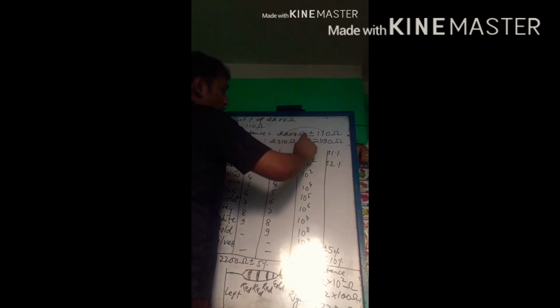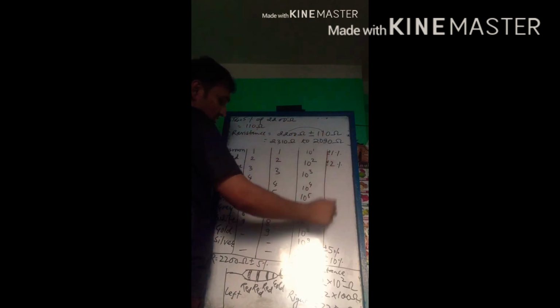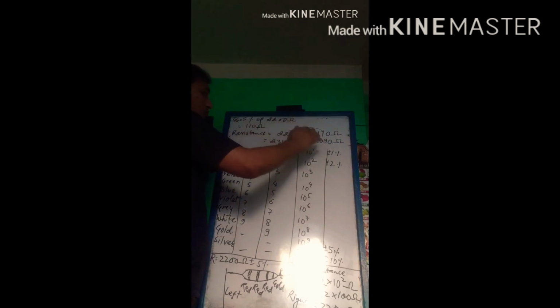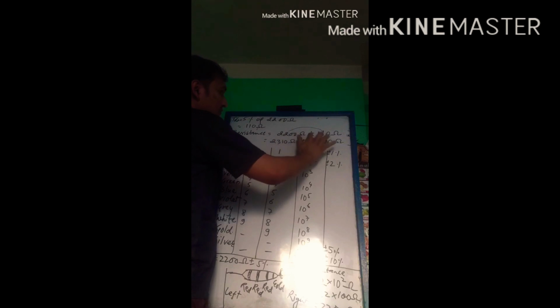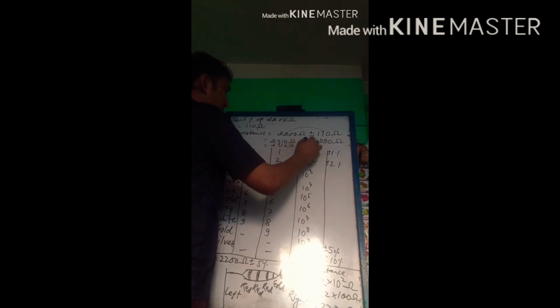Is there any confusion? The resistance of this resistor is 2200 ohms. But if there is a gold color at last, the tolerance will be 5%, which means 110 ohm. It may be greater or less than that. That means if you add 110 to this, it will be 2310 ohm, and subtracting gives 2090 ohm. If you convert this to kilo ohm, you have to divide it by 1000. That means 2.31 kilo ohm to 2.09 kilo ohm.